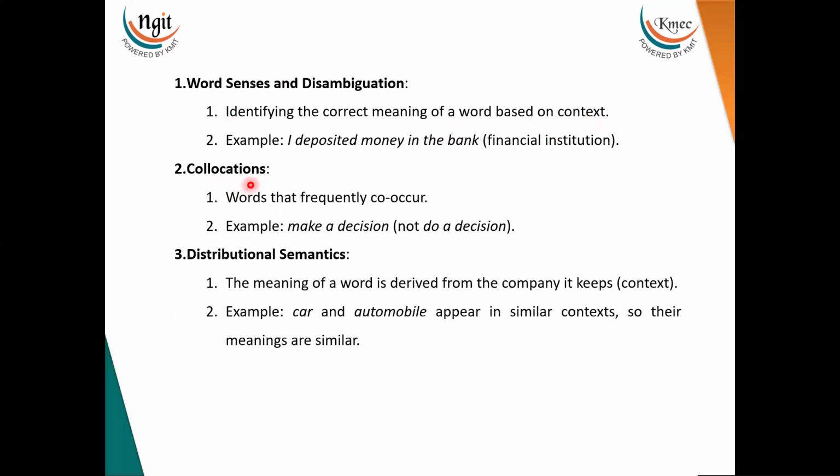Then we should talk about collocations, words that frequently co-occur. Example, make a decision. So not do a decision. Okay. So these are the co-occurring words. Then distributional semantics, the meaning of a word is derived from the company it keeps. This is the context. Example, car and automobile appear in similar contexts. So their meanings are similar. Understood. This is about distributional semantics.